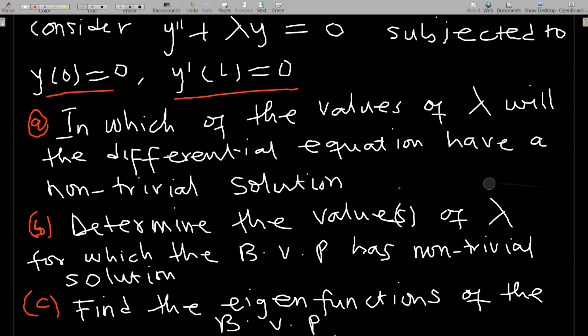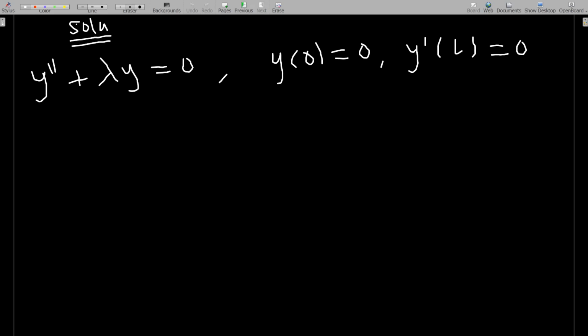The next question is: determine the values of λ for which the BVP has a non-trivial solution, meaning find the eigenvalues. And the third question is: find the eigenfunctions of the BVP. Alright, so let's start. To solve this, you have to solve the given ODE, that is y'' + λy = 0.